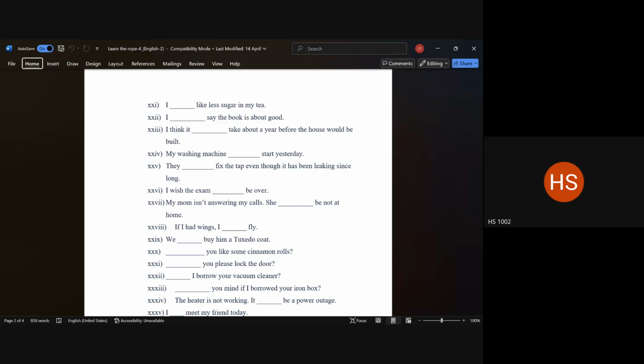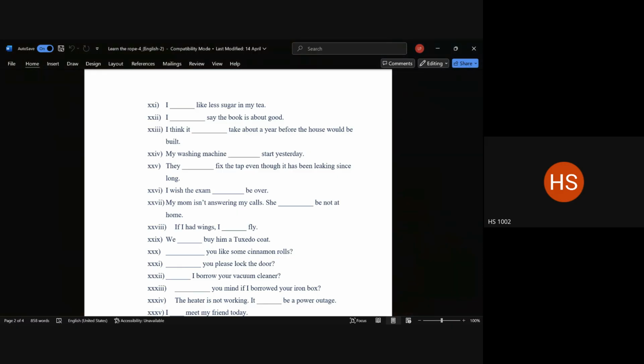Then comes, where is it? I wish the exam be over. Could. I wish the exam could be over, would be over, might be over. All of that works.